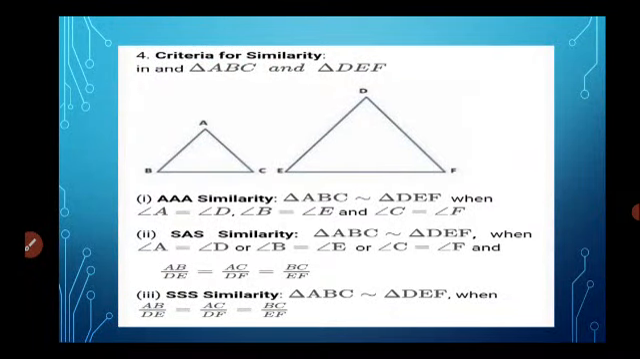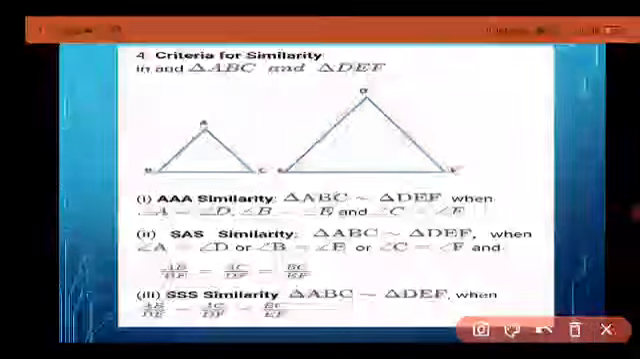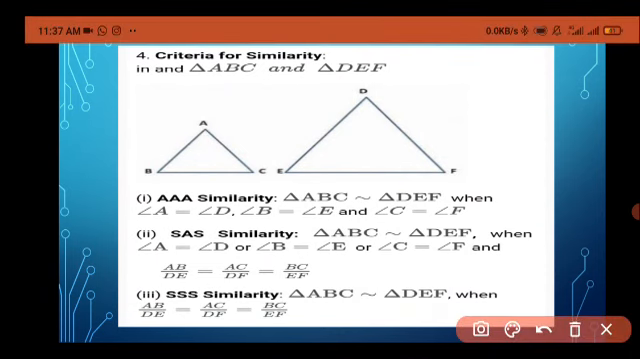Now, criteria for similarity. How many types of criteria? Already we know some criteria of congruency, which we studied in class 9th. So this time we will study the criteria of similarity. If two triangles are there, one is triangle ABC, another is triangle DEF. So the first criterion is triple A similarity.